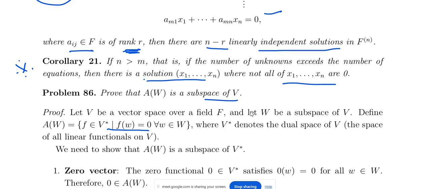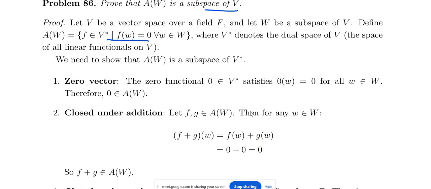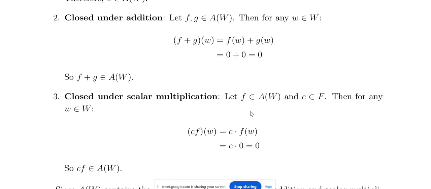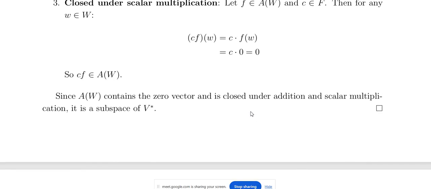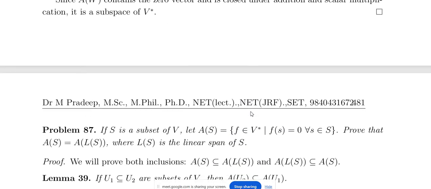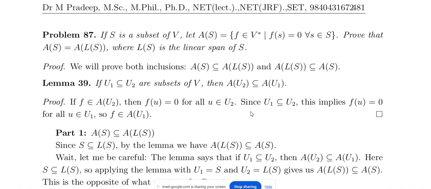We can easily prove that this is a subspace using the linear combination concept. The linear combination belonging to W means that it is a subspace. It's a very simple proof.